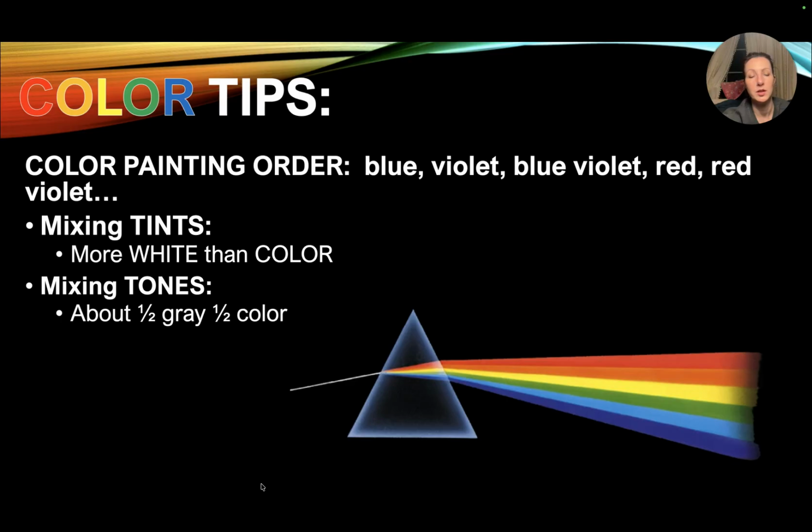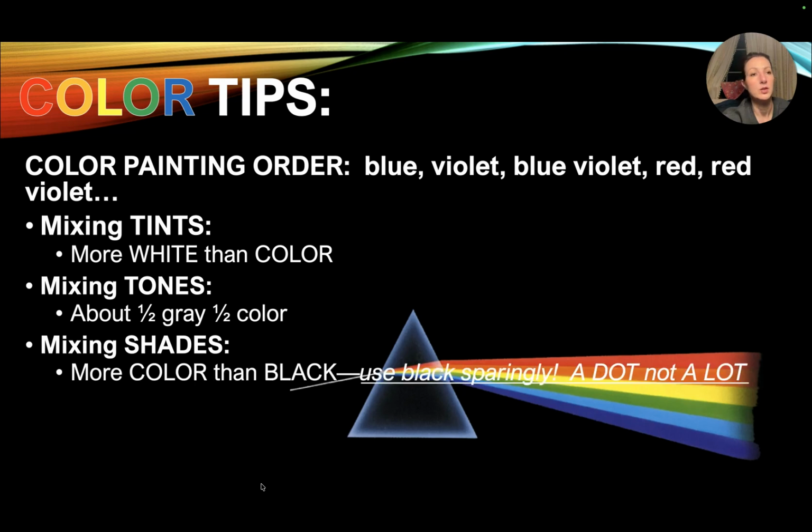Mixing tones, it's about half gray, half the color. Then mixing shades. This is where you want more of the color than black. Use the black sparingly because it is powerful. Use a dot, not a lot. So if you're making a darker blue, you're going to have a blob of blue and you're just going to add a little touch of black to it. And you might need to add a little more, but start with the color.